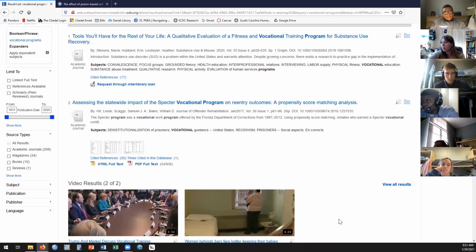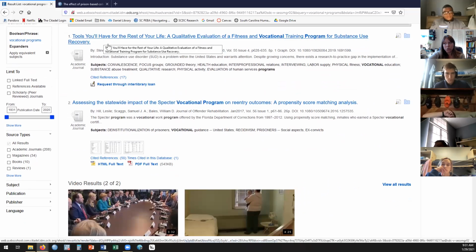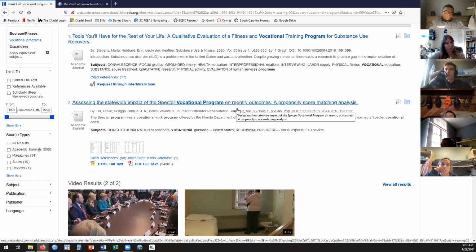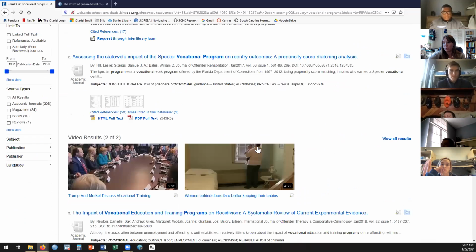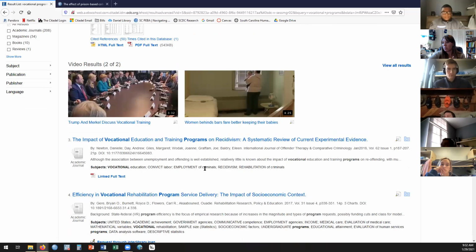So both of these first articles would work right here. This is a qualitative evaluation of a fitness and vocational training program for substance use recovery. That is super duper specific. I would maybe try to pick just a straight up vocation on recidivism, like my article right here. Mine looks at recidivism and employment. This one would work too.